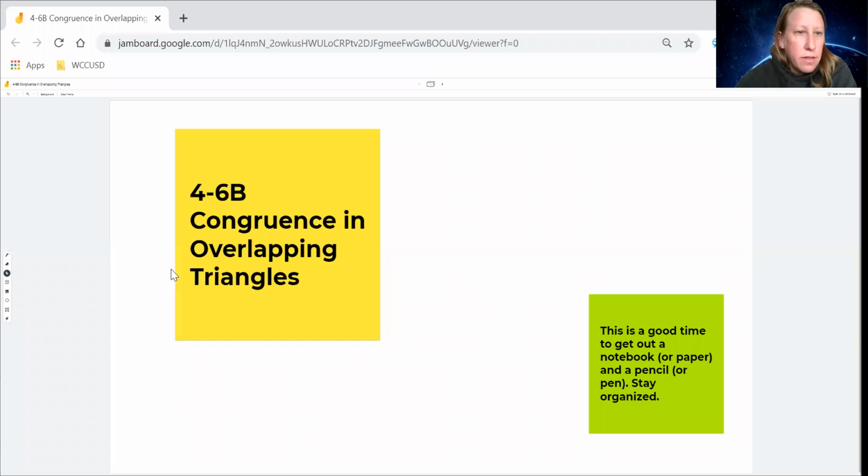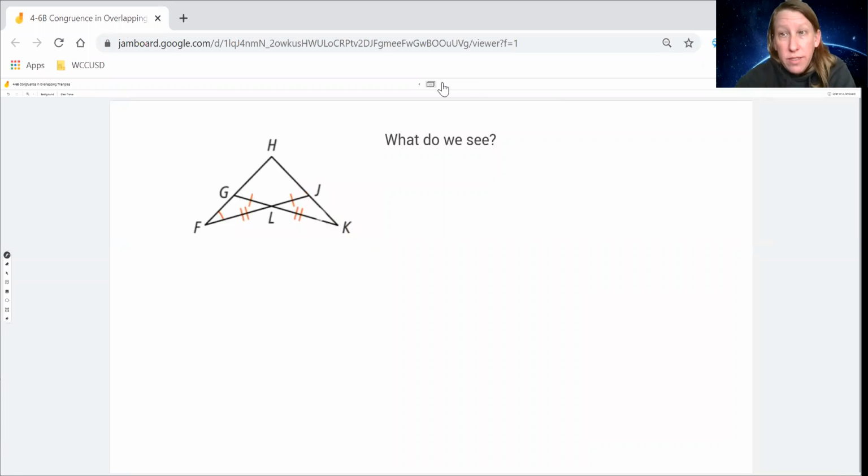Hello, students. We are continuing doing triangle proofs. These are the more fun ones because they're more interesting, more going on. So what do you see in this picture? I see overlapping triangles. Which triangles are overlapping? What else do we see?